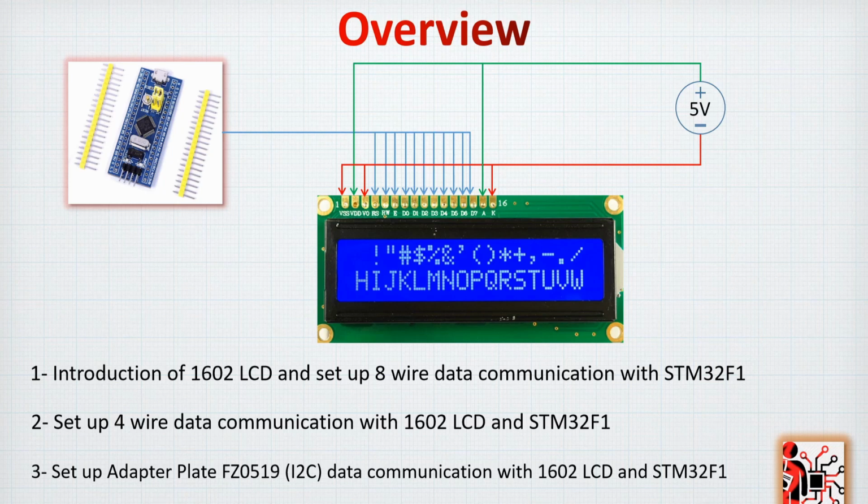But then we will show you that there is an option where we can use only 4 wires for the data communication between the 1602 LCD and the STM32F1, where we are going to remove 4 wires, so it will become using only 12 wires. And finally, there is an adapter plate, FZ0519, which uses the I2C communication protocol that uses only 4 wires for the whole communication and powering.